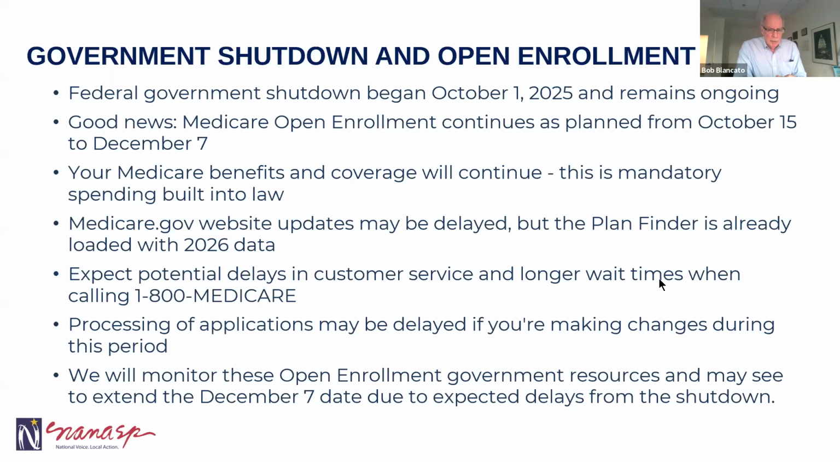The processing of applications may be delayed if you're making changes during this period. We will monitor these open enrollment government resources and how the process is unfolding. We check daily around the country to see what kind of stories and people are sharing with us about any issues that older adults are facing in open enrollment. And if necessary, we will advocate for extending the December 7th deadline if there are delays caused by the shutdown in the front end of open enrollment. So we just want you to know that we're monitoring the shutdown very closely as it relates to open enrollment, and will continue throughout until the shutdown ends.